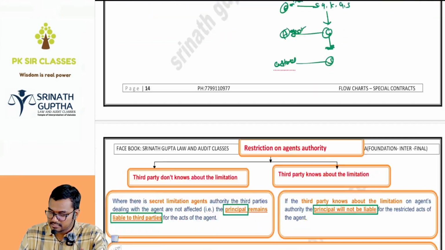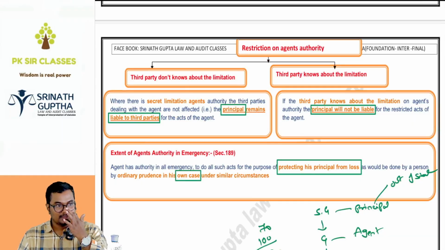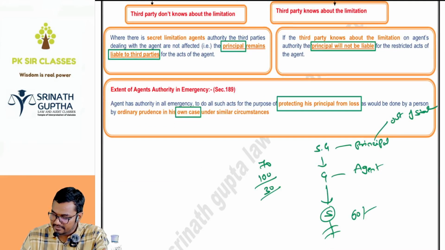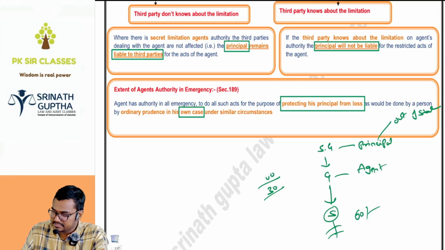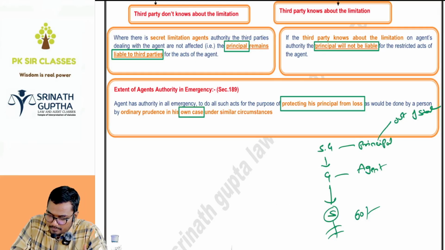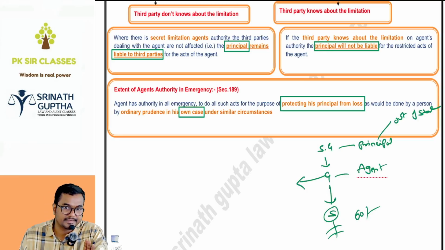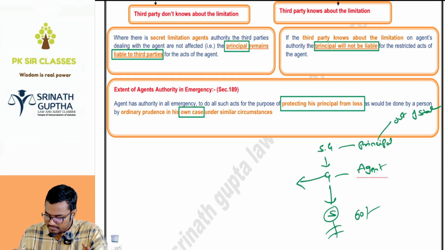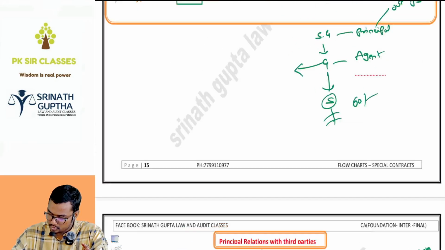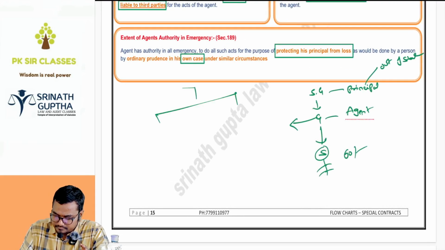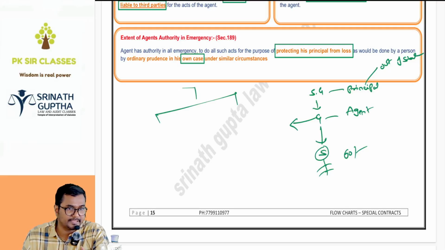Next, restrictions on the agent's authority. So the agent has a power, and I am restricting the agent's power, the agent's authority. Generally, whenever the agent is purchasing the goods, who will be liable? The principal is liable. One fine day, I said to the agent, don't purchase the goods on my behalf, I only will purchase. So there is a restriction on the power of the agent.